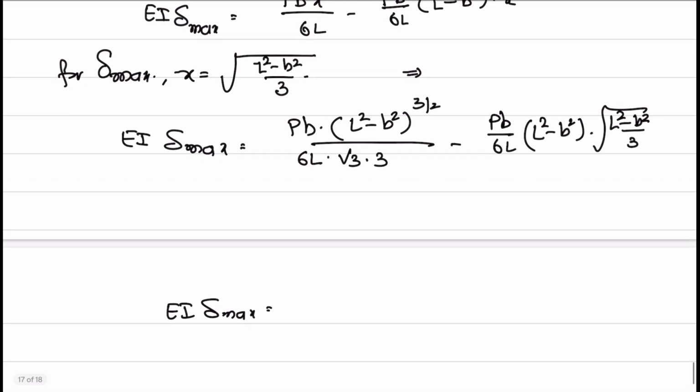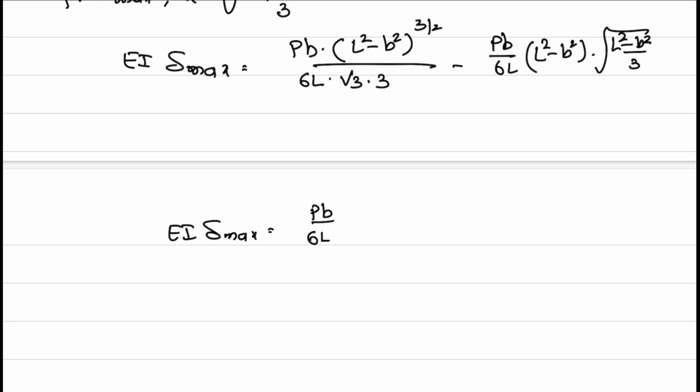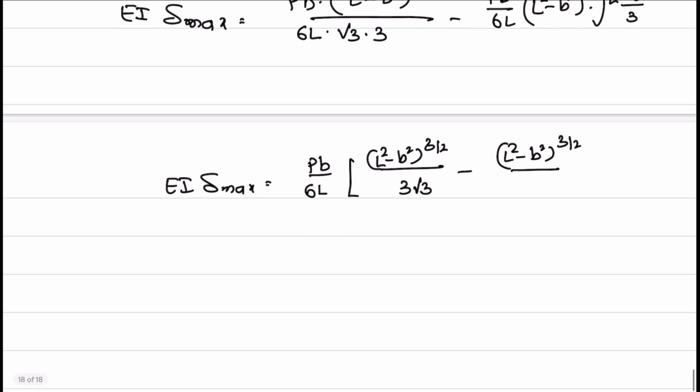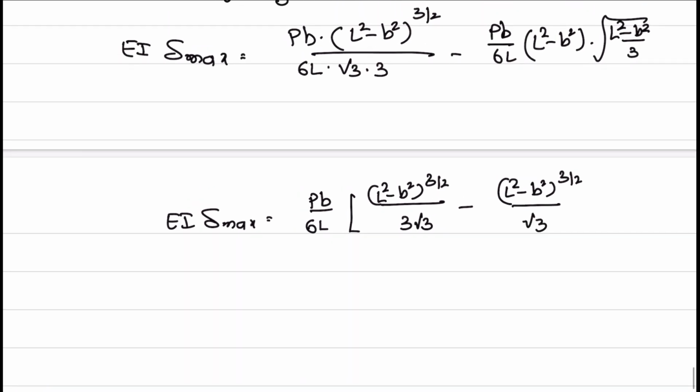That will be EI into delta max is equal to PB by 6L into (L square minus B square) to the power of 3 by 2 divided by, because cube is there, 3 root 3, minus PB by 6L, we have taken common, (L square minus B square) to the power of 3 by 2 divided by root 3. One by 3 minus 1 is equal to 2 by 3.